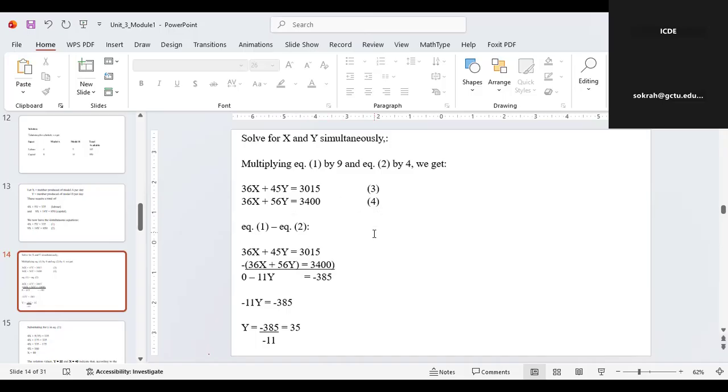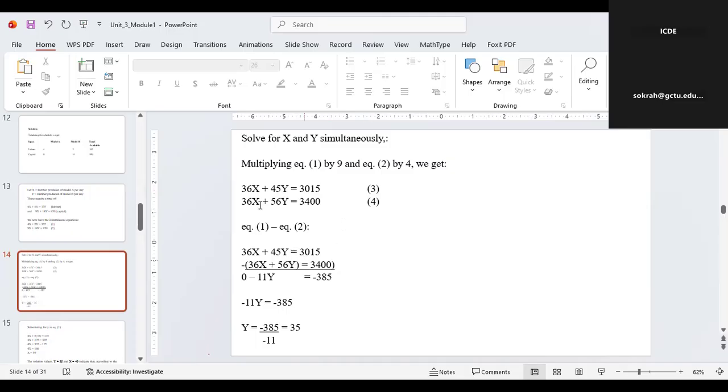I don't know why I wrote equation 1 and 2 here. It's an error, so you can correct it. It is equation 4 minus equation 3. But whichever way you subtract, even if you subtract equation 4 from equation 3, you still get the same answer, just that you have to work with the negatives. I think I used equation 3 minus 4 here. That's what I did.